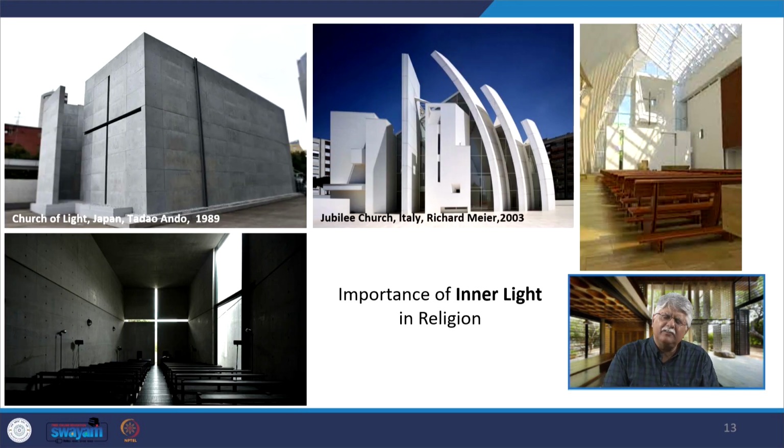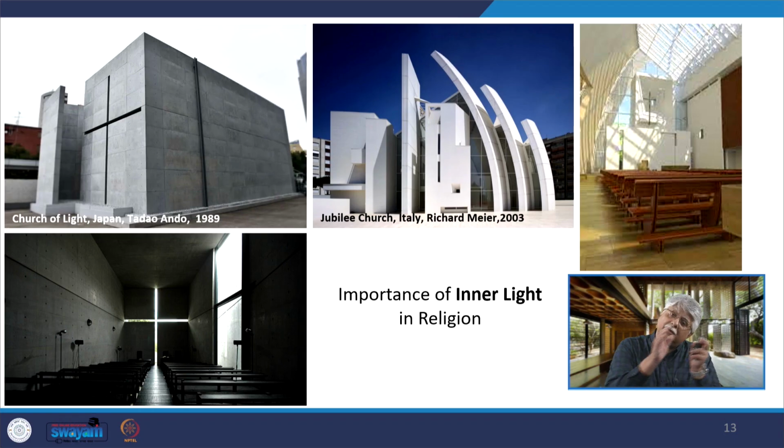Like the previous churches I showed you as sculptural forms, there are other examples. There is the very famous example of the Church of Light in Japan by Tadao Ando and the Jubilee Church in Italy by Richard Meier in 2003. And in both these buildings, my focus for giving these two case studies separately from the others is about the kind of light that filters into these buildings.